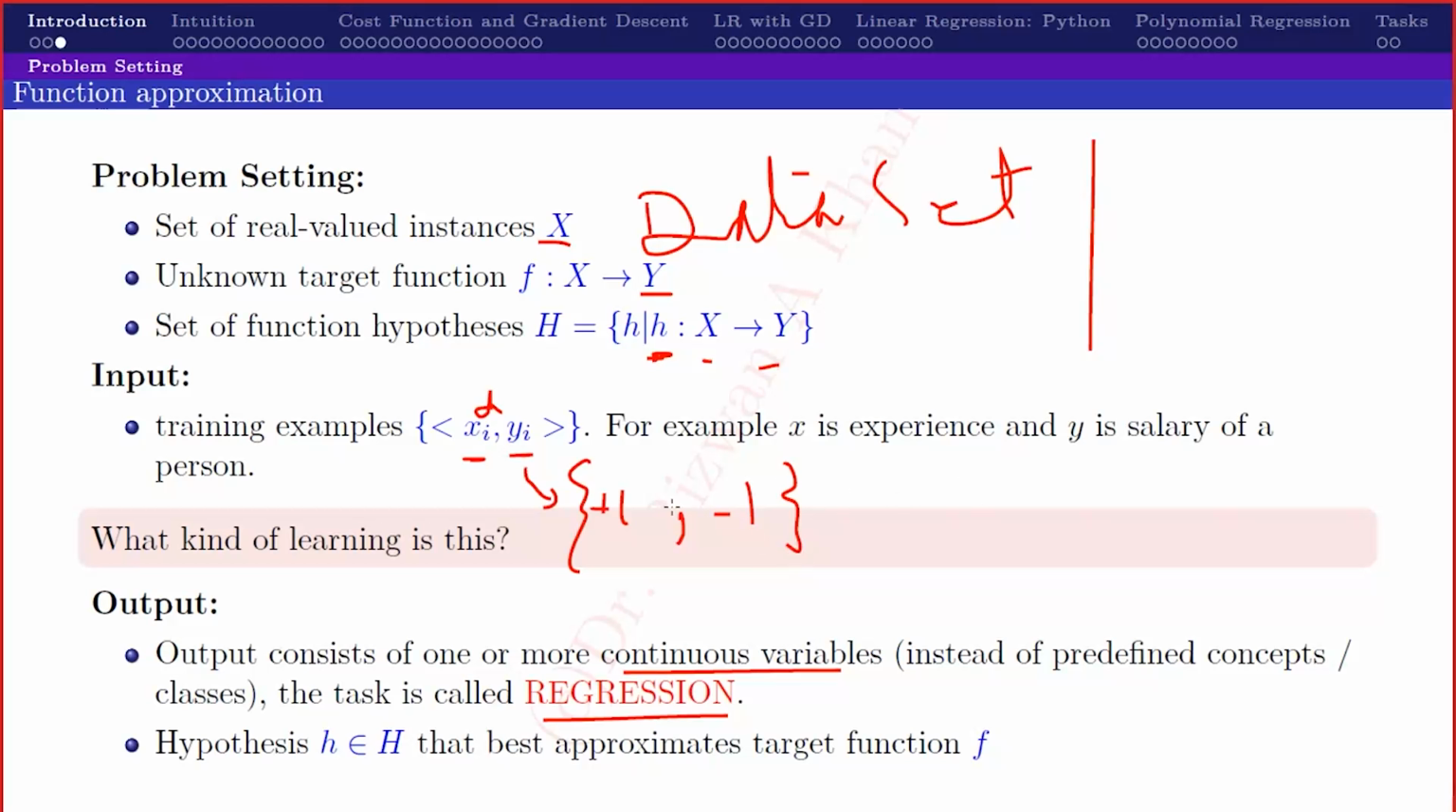But in regression, we try to map input to continuous values. So let's say if the input is 1, 2, 3 and the output is 2.4, and if the input is 2, 4, 5, the output is 3.1, something like that. So there is no predefined notion of classes in regression. But again, we try to find a hypothesis H that best approximates the target function F.